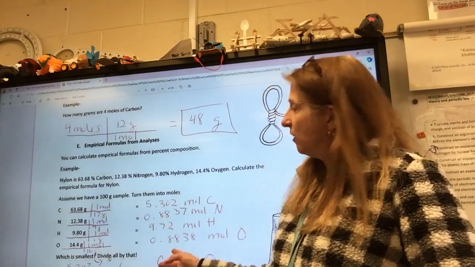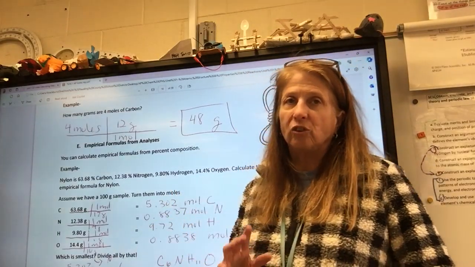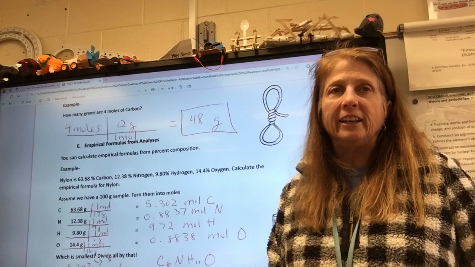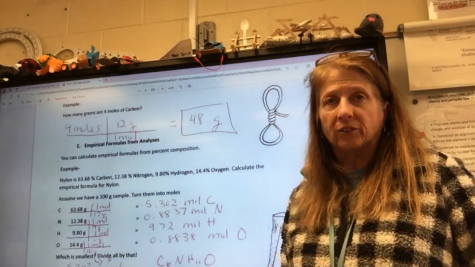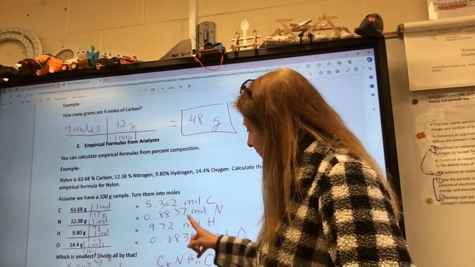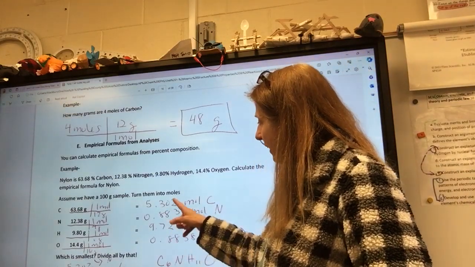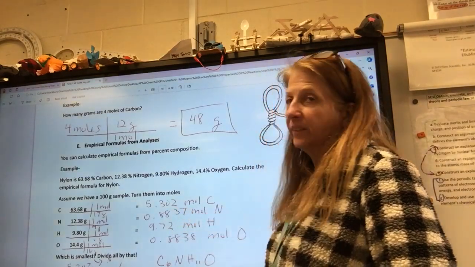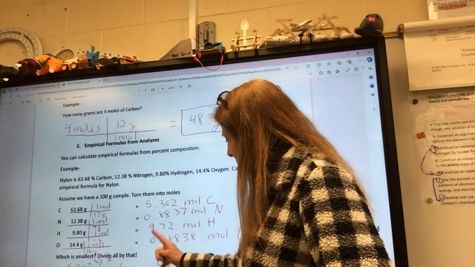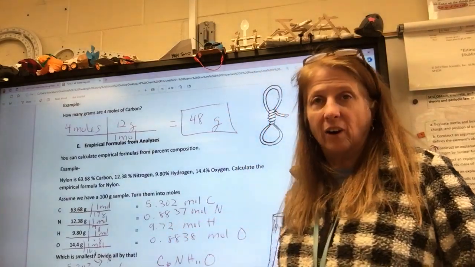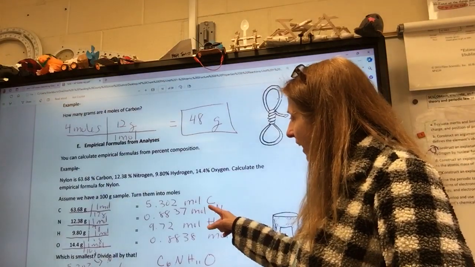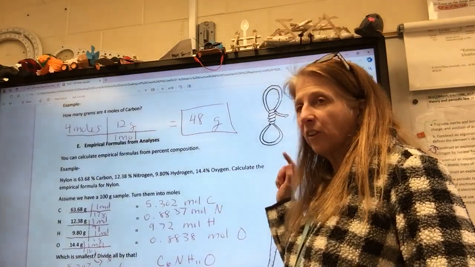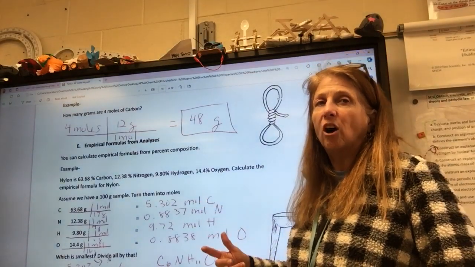You're going to write it down to a bunch of decimal places. Don't round off here. We need decimal places because we need to know which one is the smallest. We look at these, and the smallest is nitrogen, 0.8837. Is smaller than 0.8838, right? That's why we had to have a lot of decimal points, so we can figure out which one's smallest. Nitrogen is smallest. Then you take the smallest one and divide it into all of them.